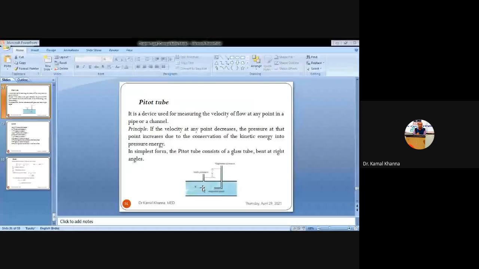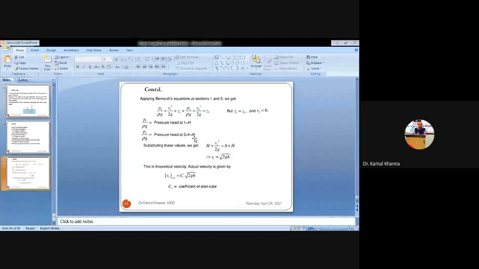So we put these values of pressure head at 1 and pressure head at 2, and it becomes H plus V1 square by 2g is equal to h plus H. You can see we have put the value of P1 by rho g as H, and V1 square by 2g as per Bernoulli's equation. Z1 and Z2 will be cancelled out because both the points are lying at the same height from the datum or from the reference line. So there will be no effect of potential energy.